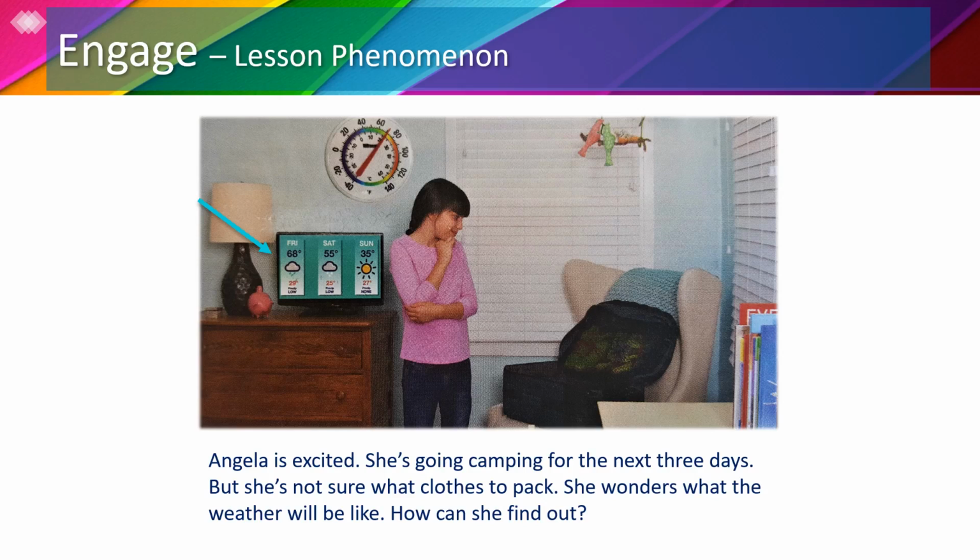It says here that on Friday, the temperature is going to be 68 degrees Fahrenheit, which is equal to 20 degrees Celsius. The temperature on Saturday is going to be around 55 degrees Fahrenheit or 13 degrees Celsius. And on Sunday, the temperature is going to be around 35 degrees Fahrenheit or 2 degrees Celsius. We should also note that although it's predicted to be cold on all 3 nights, there is a possibility of precipitation or rain only on Friday and Saturday.